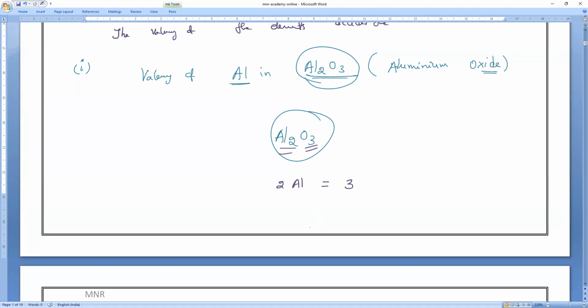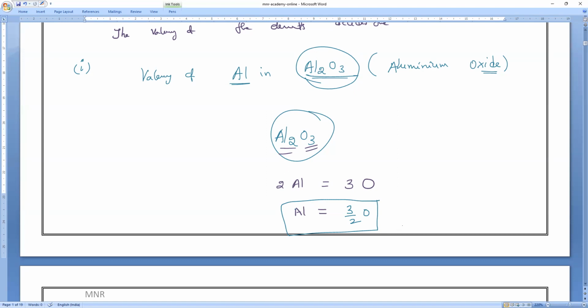Two aluminium atoms are combining with three oxygen atoms. So one aluminium atom combines with how many oxygens? Two will come to this side, so it becomes 3 by 2. One aluminium atom combines with 3 by 2 of oxygen, a fraction, I'm saying.